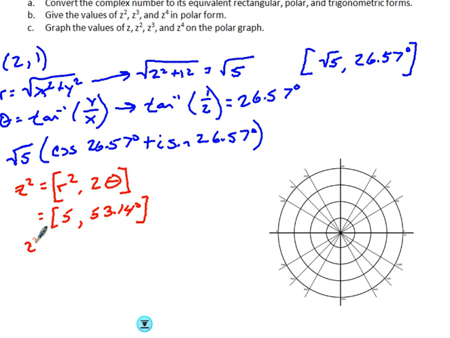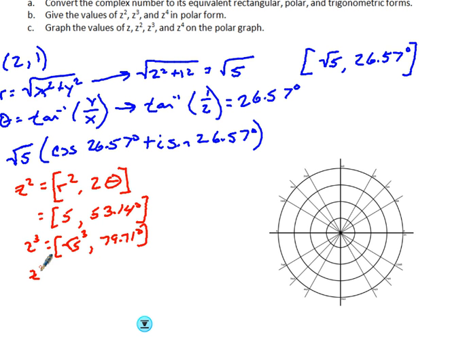So z cubed, same process, except now instead of having r squared, it's r cubed. Instead of 2 times theta, it's 3 times theta. So we take the square root of 5 raised to the third power, and 26.57 times 3, that's going to be 79.71 degrees.